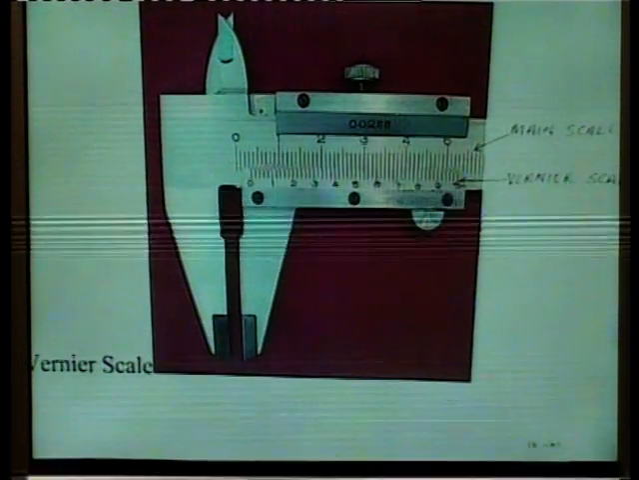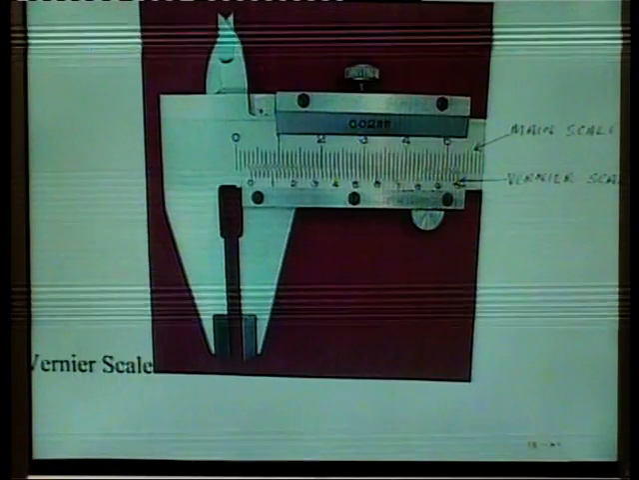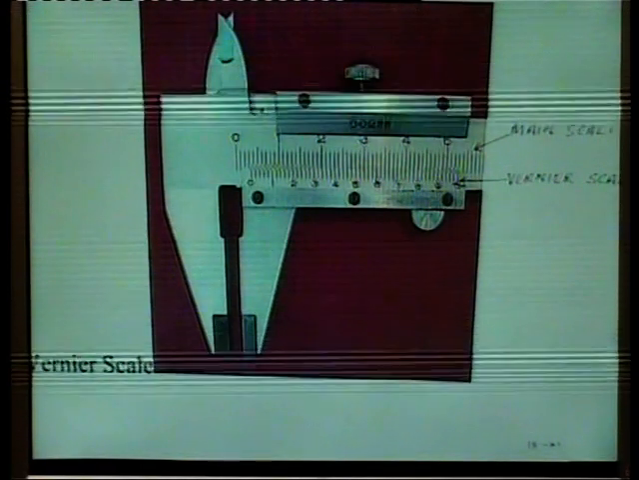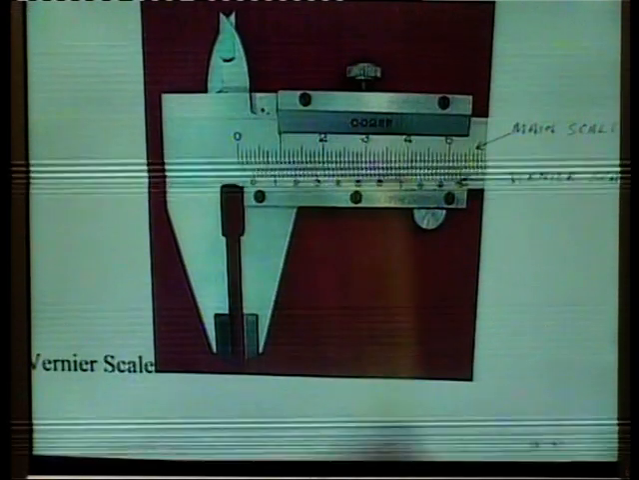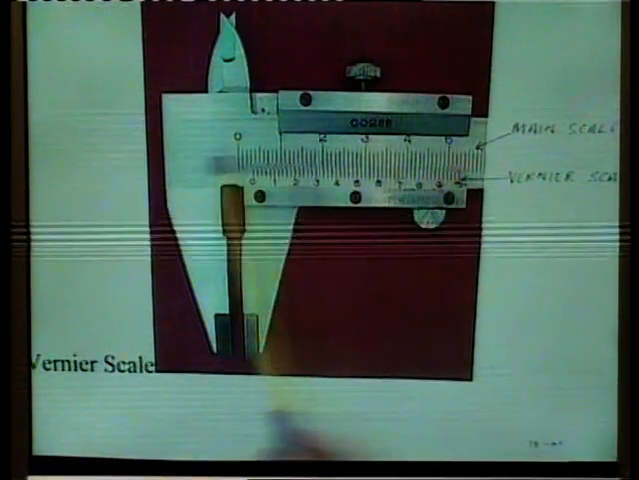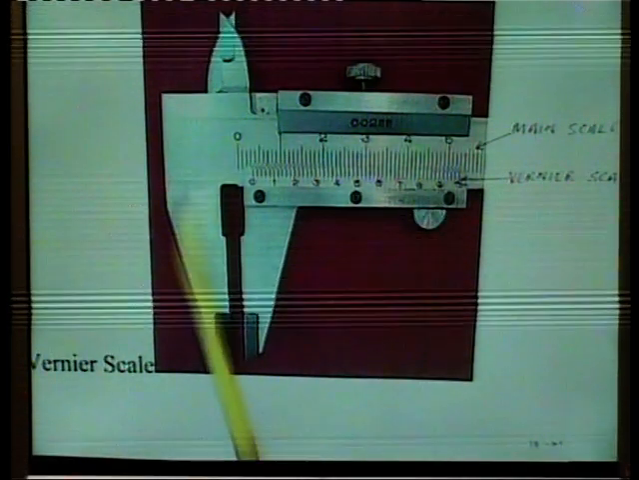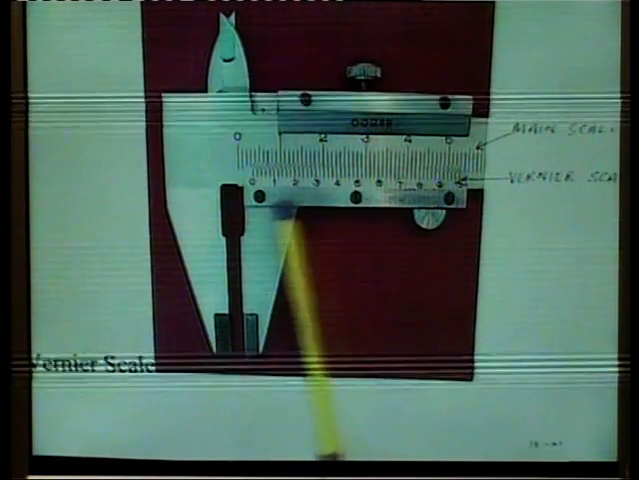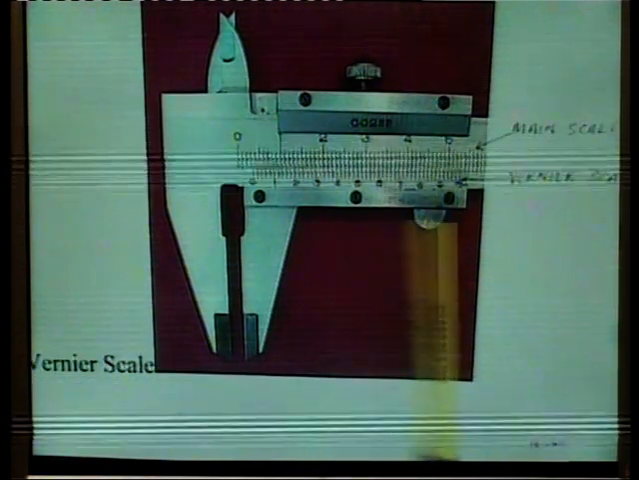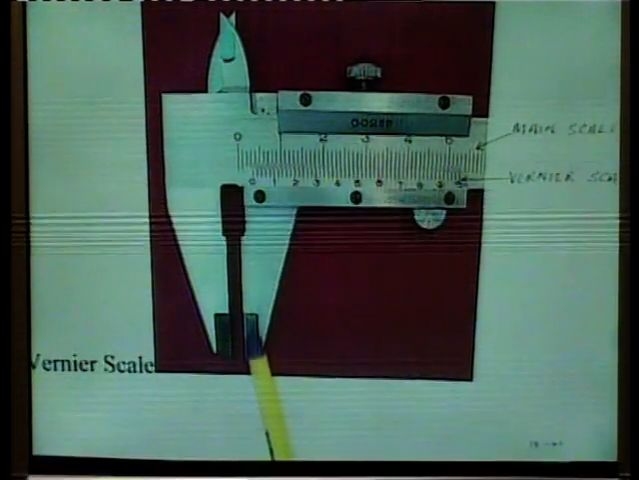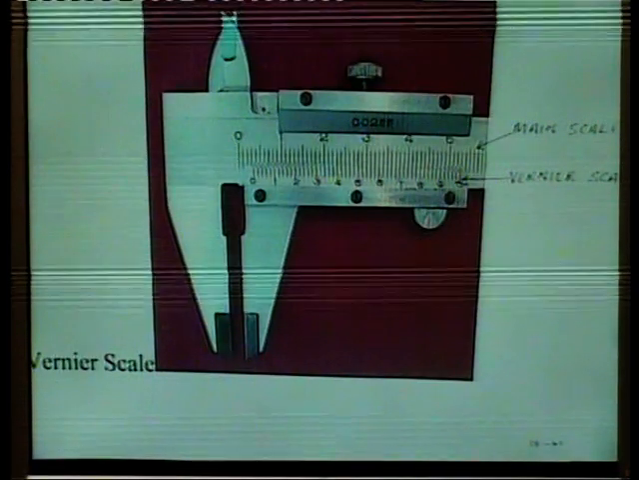So, this is the diagram of the vernier scale. Here, this is the main scale of this vernier caliper. This is the fixed jaw attached to this main scale. This is the vernier scale, which is movable, and this is the movable jaw of this vernier caliper.